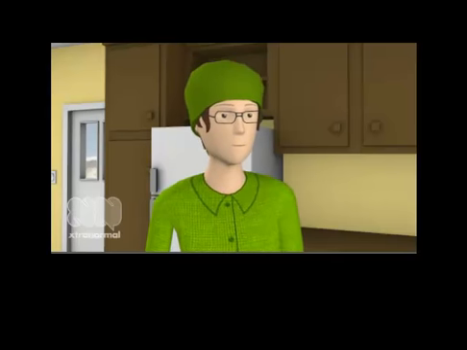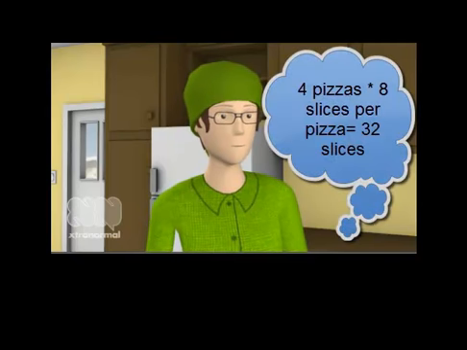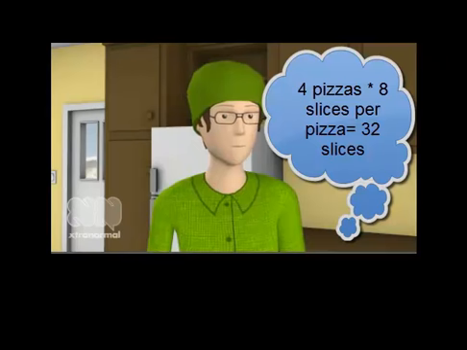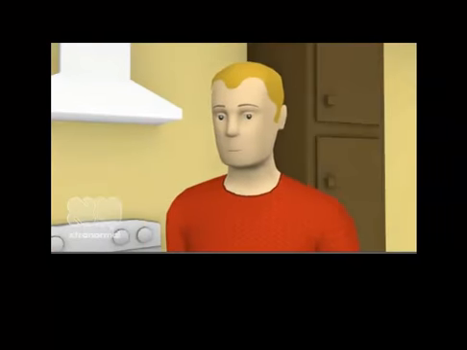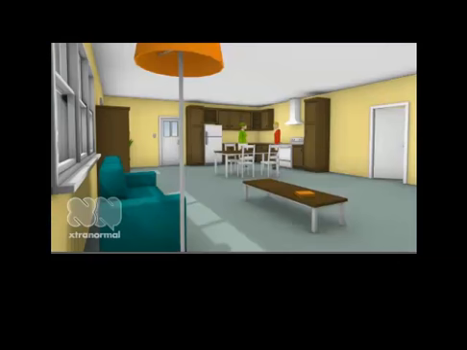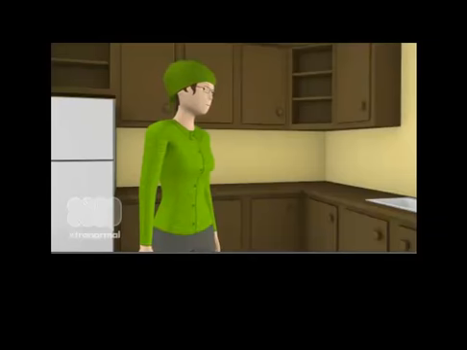Remember, each pizza had 8 slices. So now that we have 4 pizzas, that means we have 8 slices times 4 pizzas, which equals 32 slices. Okay, except now we have 10 people, not 4. Since we know the total number of slices and the number of people, we want to divide the slices evenly between people. I know that we can each get 3 pieces. That would make 3 slices times 10 people equals 30 slices eaten.